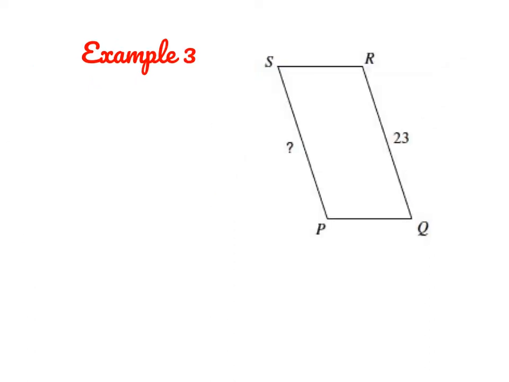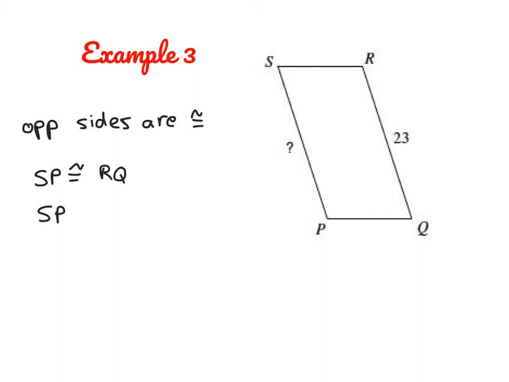In this problem, notice what we are given and what we're trying to find. Here, you'll notice that it's a pair of opposite sides. Luckily, we know that in parallelograms, opposite sides are congruent. So SP is congruent to RQ. If RQ is 23, then SP must also be 23 units. The fact that we use, once again, is that opposite sides are congruent.